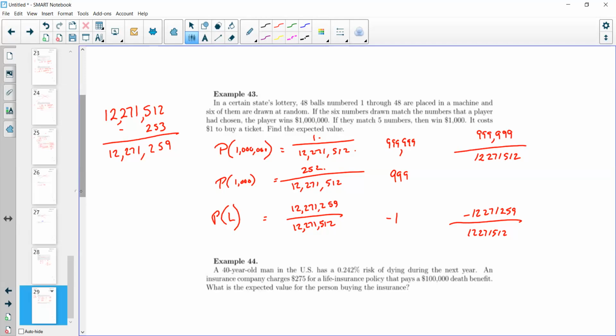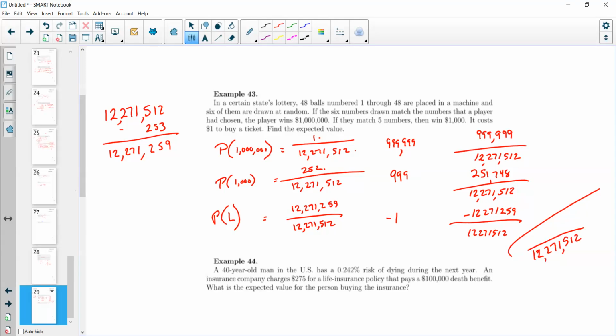So 252 times 999. And this is 251,748 over 12,271,512. And now, just to add these up, well, we know what our denominator is. 12,271,512.